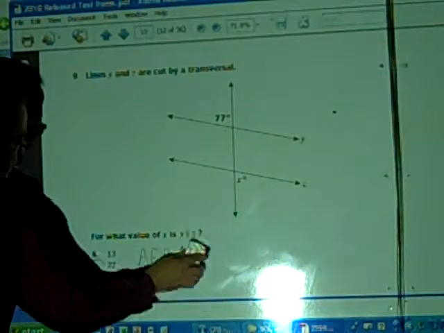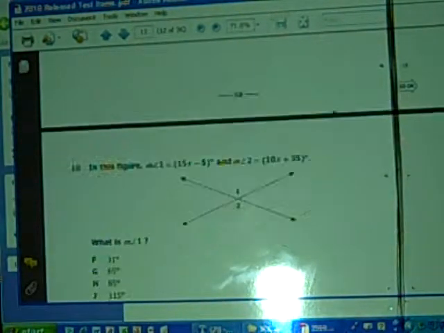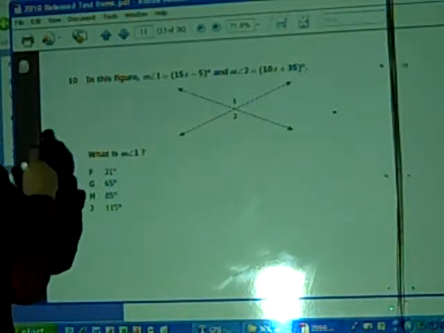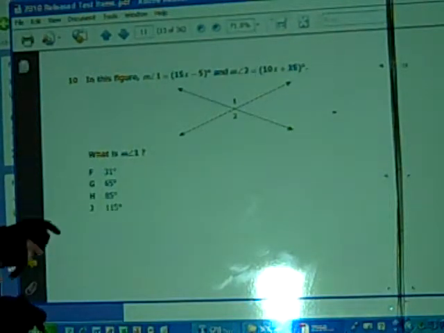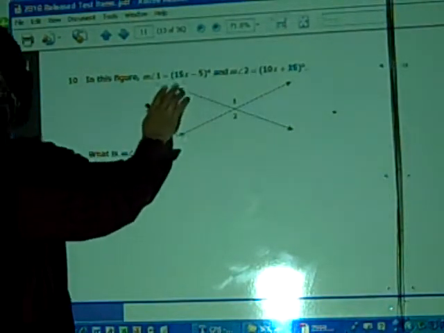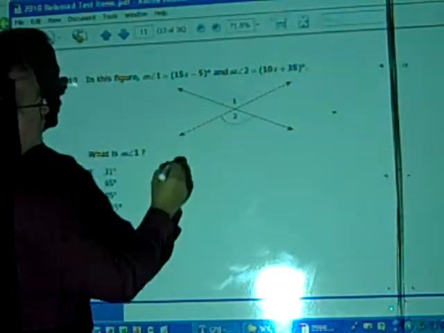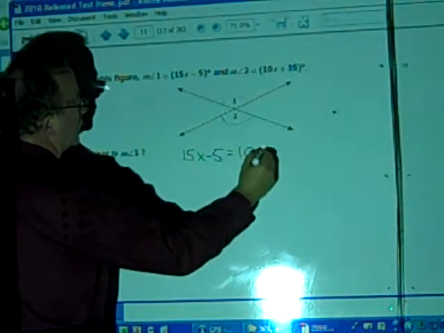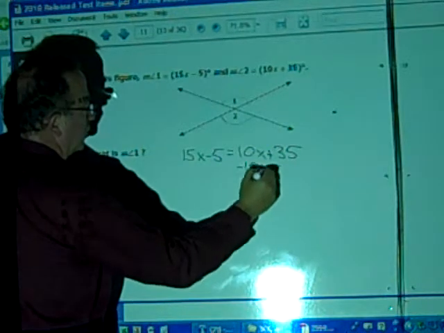And number 10. On this one it says measure of angle 1 is equal to 15x minus 5, and angle 2 is equal to 10x plus 35. What is the measure of angle 1? Okay, so first of all, we know that those are congruent because they're vertical angles. So we're going to do 15x minus 5 equals 10x plus 35. Let's subtract 10x from both sides.